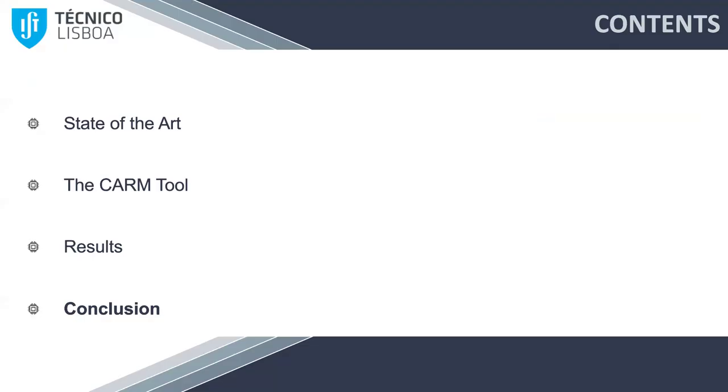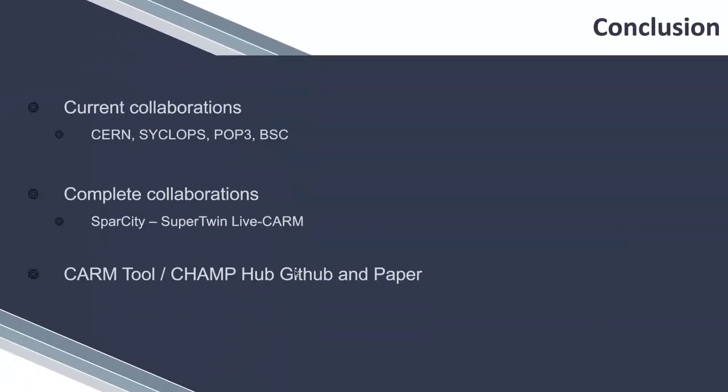And so now I will briefly talk about some ongoing collaborations to integrate the CARM tool in various European projects and organizations such as POP3, Cyclops, CERN, and BSC, alongside completed collaborations such as with the Sparsity project, which resulted in the development of the live CARM in the SuperTwin tool. And finally, I will also mention the CARM tool GitHub and its paper.